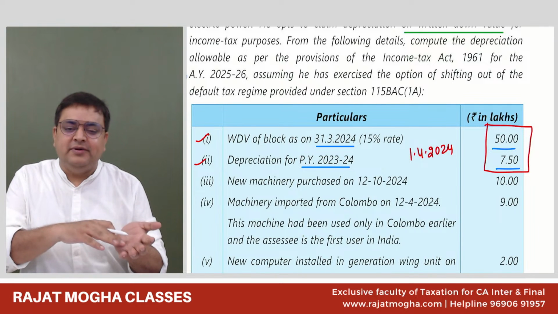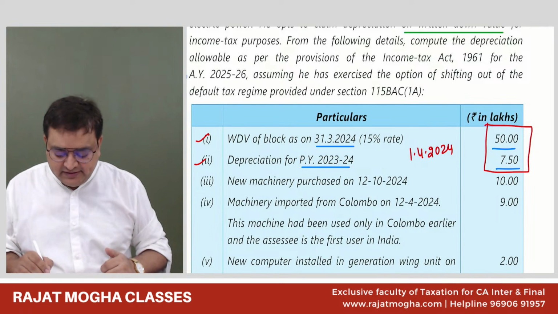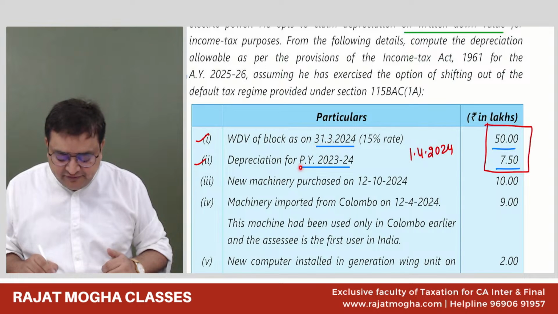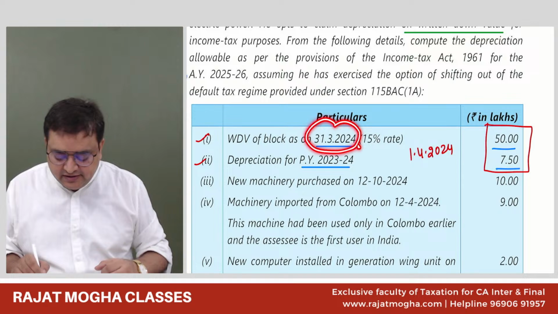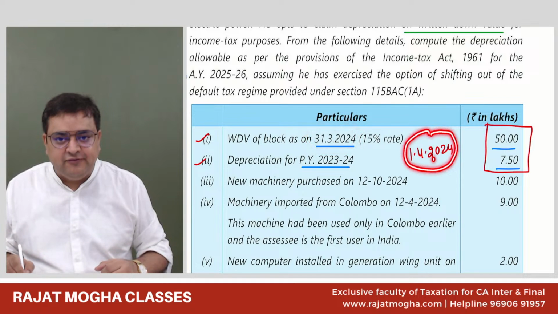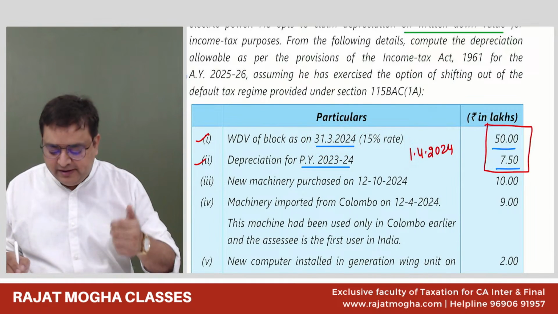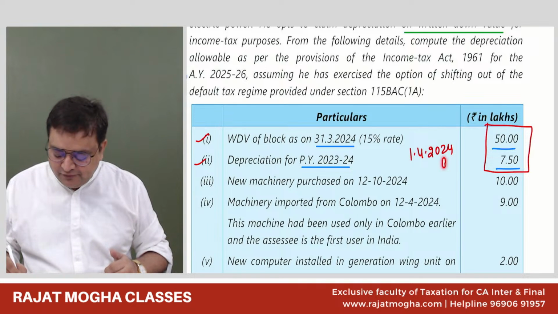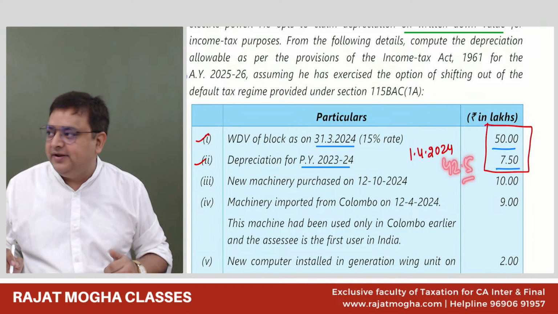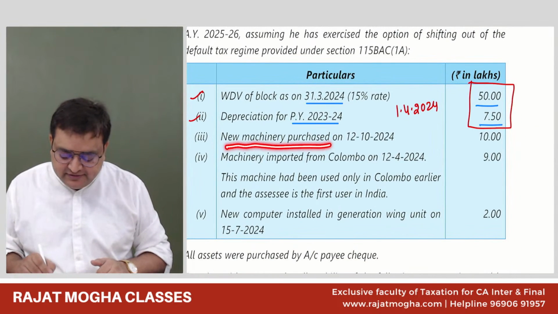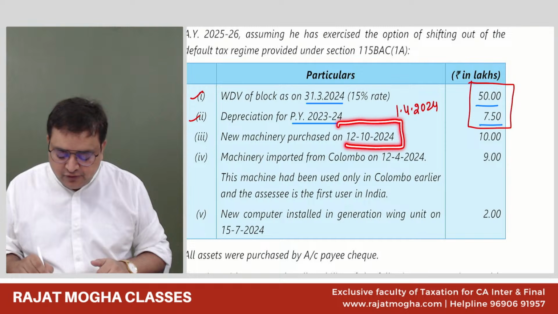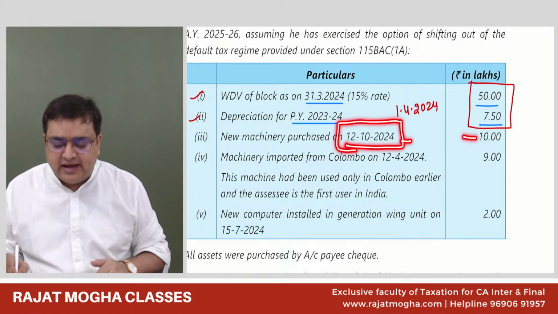Generally, last year closing becomes the next year opening. But if they have specifically given that the last year depreciation is this, and they have given the value of the last year, it means as on 1/4/2024 we have to first reduce the depreciation of the last year. So this would be 42.5. Very nice. Okay. New machinery purchased on 12th of October 2024, 10 lakh rupees.